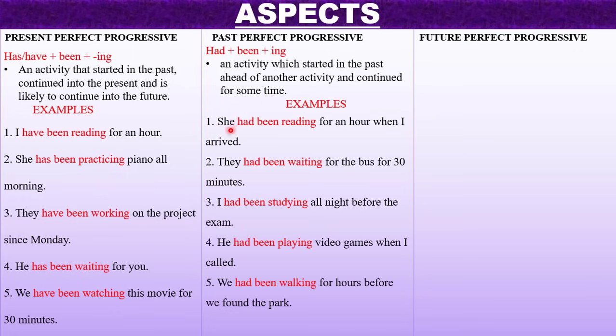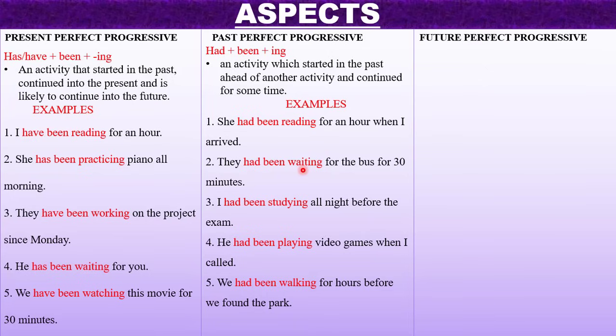In the first sentence, she had been reading for an hour when I arrived. This activity had been going on and it continued for some time before another activity occurred. Past perfect continuous. We used had plus been and then the ing form of the main verb. Number 2. They had been waiting for the bus for 30 minutes. Had been waiting. Past perfect continuous. Had plus been and then ing form of the verb. It means that this activity started in the past and continued to some point in the past time.